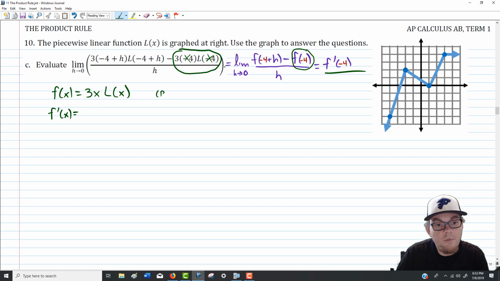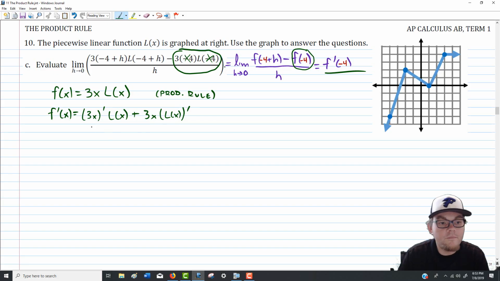This, of course, requires the product rule. I can tell because we have 3x multiplied times L of x. So I'm going to do this quickly, and I won't. I haven't done any quickly here. I'll be as careful as possible. So 3x prime times L of x plus 3x times L of x prime. Simplifying here, we get 3L of x plus 3x L prime of x.